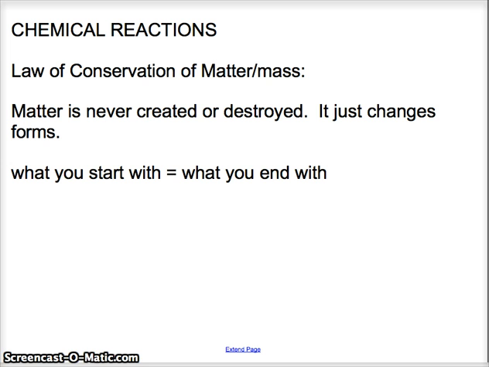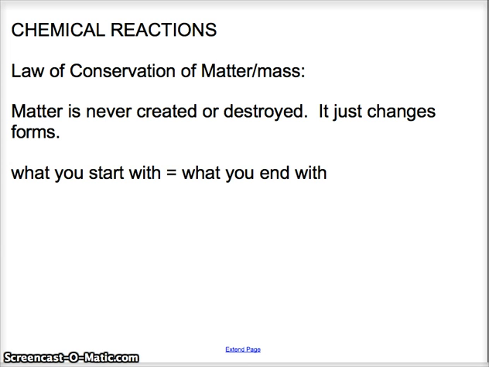So the amount of matter you have at the beginning has to equal the amount of matter you have at the end, and the things that make up that matter. So if I have certain elements that make up the matter I start with, I have to have the same amount of those elements. They may be in different configurations, but I have the same amount when I'm done. And I'm going to get into that now, how we figure that out.